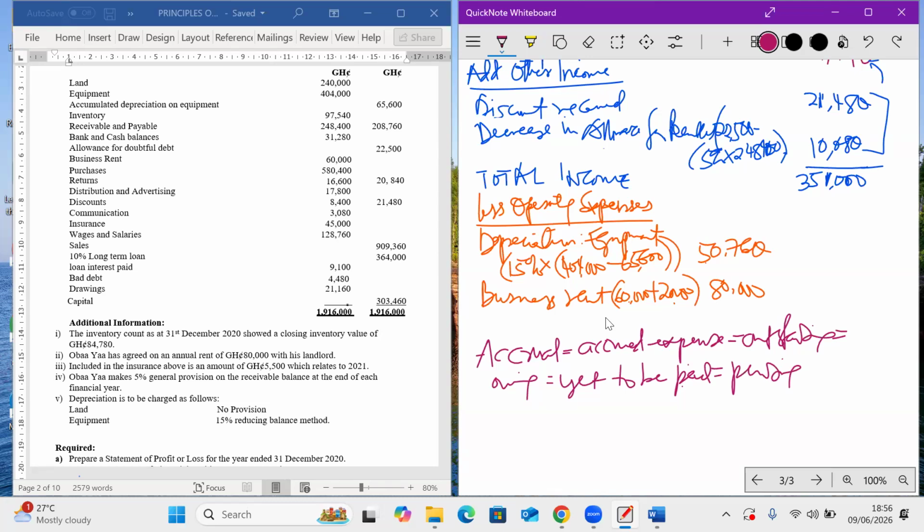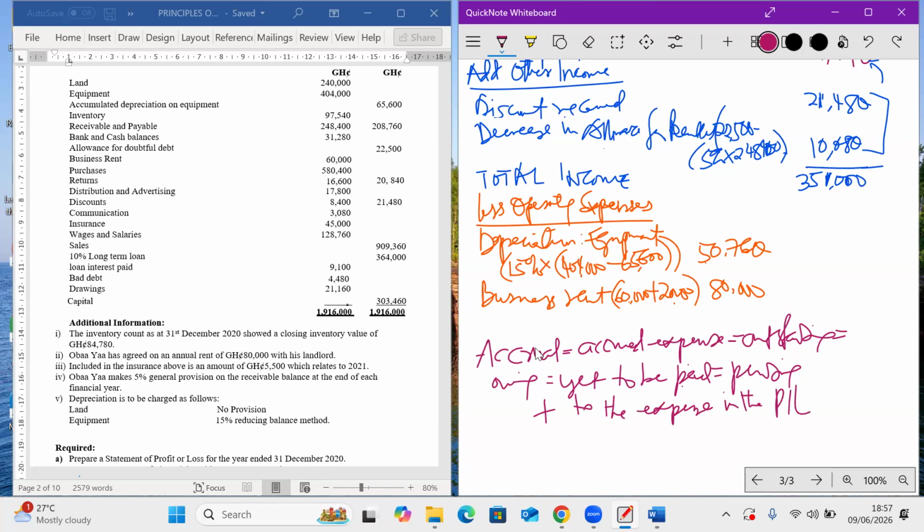You treat it twice. So in the P&L, you add to the expense. So if there's accrued rent, when you go to the rent in the P&L, in the trial balance, you add to that rent in the trial balance, right?